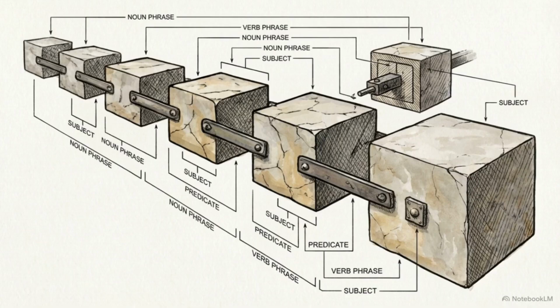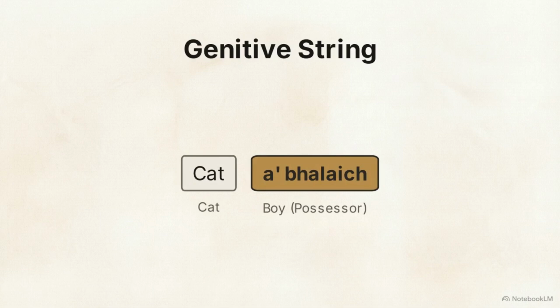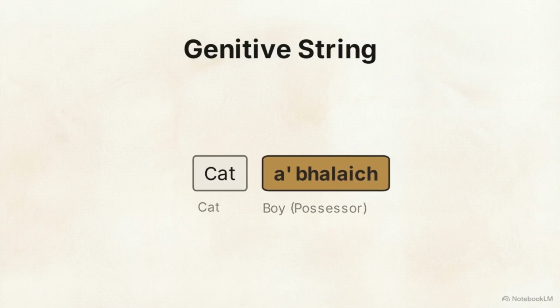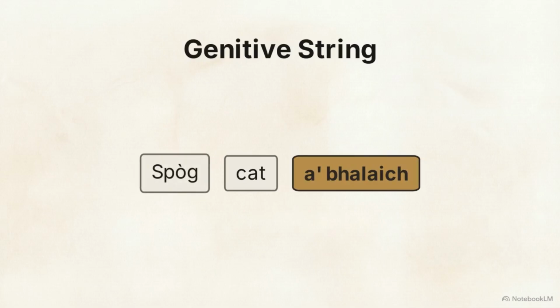The rules we've covered apply to single instances of possession, but Gaelic allows for recursive chains of possession, syntactically referred to as a genitive string. This syntax tree maps how a string is built. We start with a simple two-noun phrase, cat a balach, the cat of the boy. We expand the chain by prepending a new possessed item to the front, spog cat a balach, the paw of the cat of the boy.